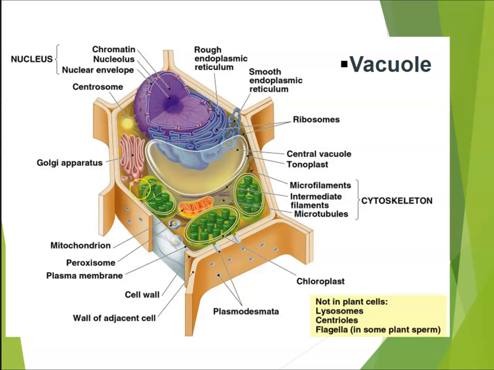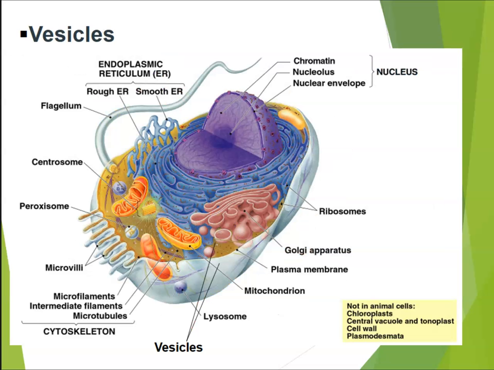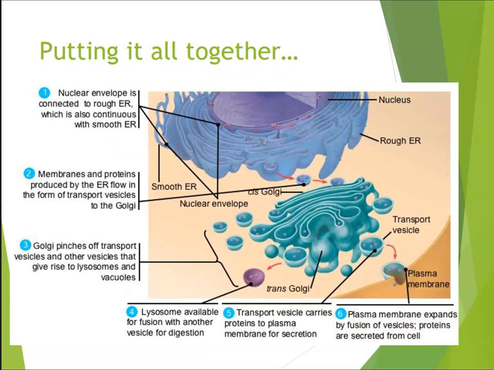So vacuoles are just in plants. You can see a large central vacuole right there, filled with water. Vesicles are smaller, and they are mostly found in animal cells. And when we put all that together, again, you can see the process here. And here are some final thoughts.